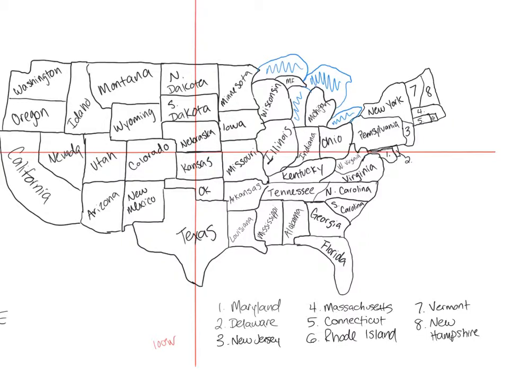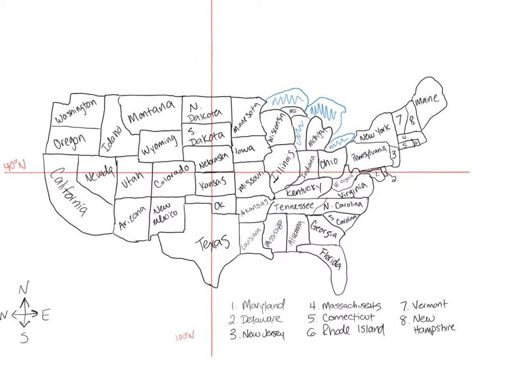Make sure that when you're drawing this, that Maine is more north than your Great Lakes and further north than Minnesota. Further across. Maine is your most northern state in the continental U.S. Okay?